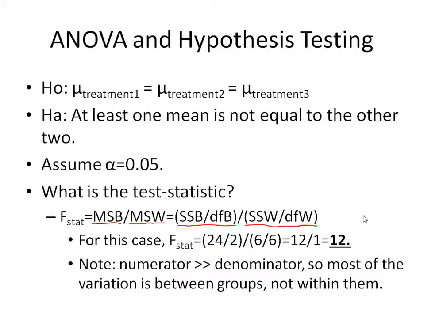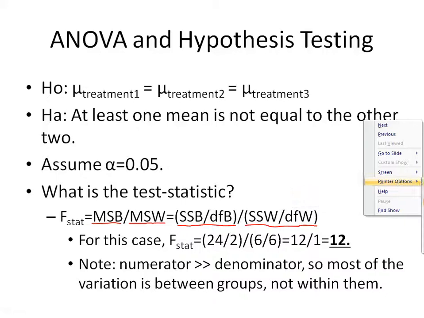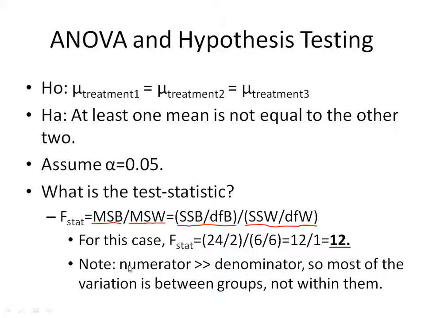And just to give you a little more appreciation or intuition regarding what the F statistic means, note that the numerator is much greater than the denominator, because it's a number much greater than 1, so most of the variation is between groups, not within them. We haven't done any actual tests yet, but an F-stat of 12 would probably suggest that there are statistically significant differences between the treatments we have, because the error associated between is much greater than that within.